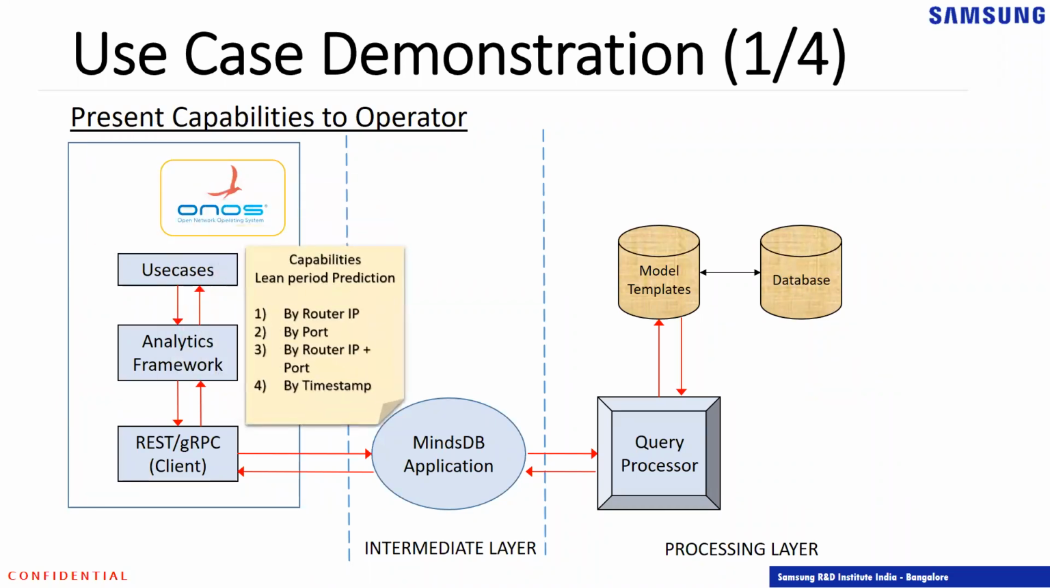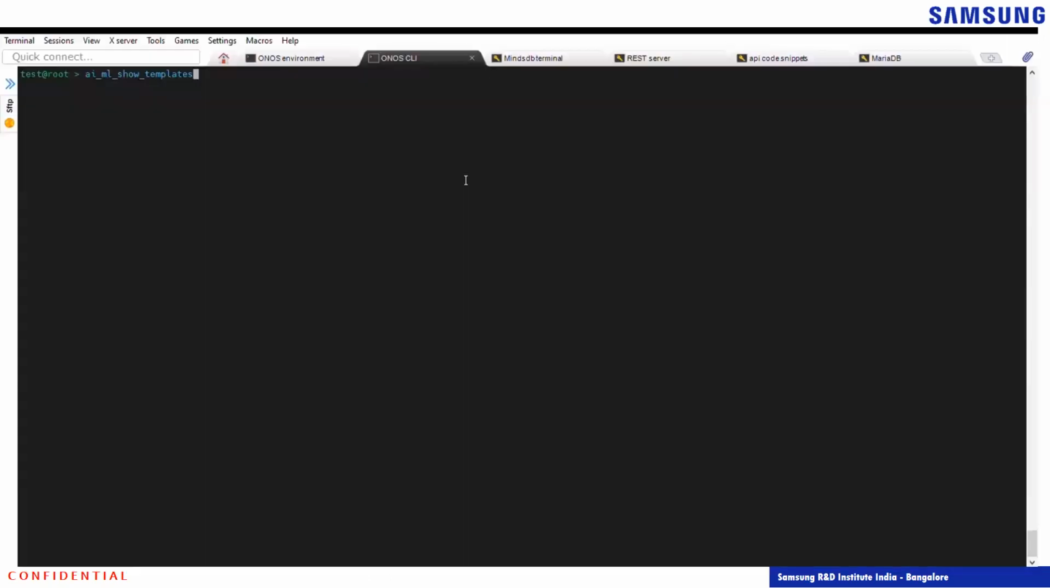And let's see the simple format of how the capabilities will look. In our case, let's consider it's a link period prediction. And the template will be like: you have to predict by router IP, or by port, or by router IP plus port, or by timestamp. These are the general combinations which we get from the sample data. And let's see how this demo works. So this is the command for that, AML show templates, and this will fetch all the templates that are stored in the file system in our MindsDB. So let's see how it works.